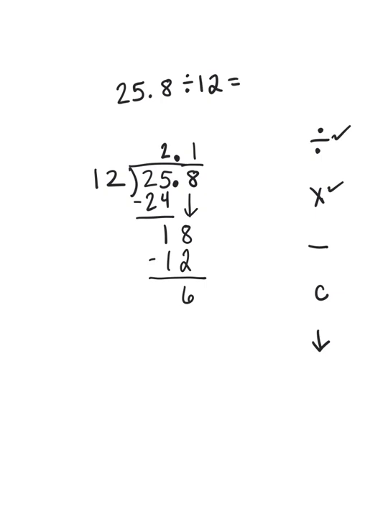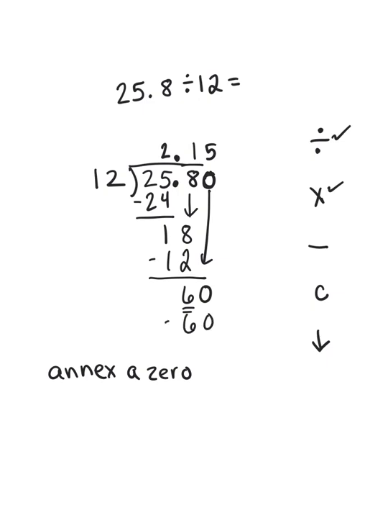Okay, now I need to do something called annex a 0, and this is new. In order to continue to divide this into smaller pieces, I'm going to add a 0 as a placeholder here and bring it down. 12 goes into 60 5 times. 5 times 12 is 60, and I have nothing left over.